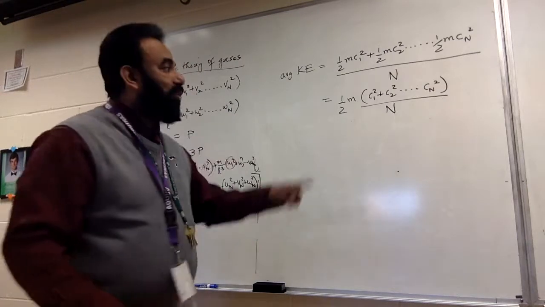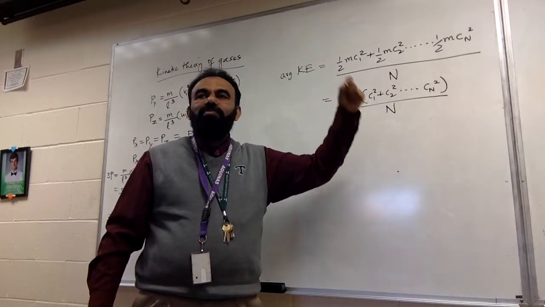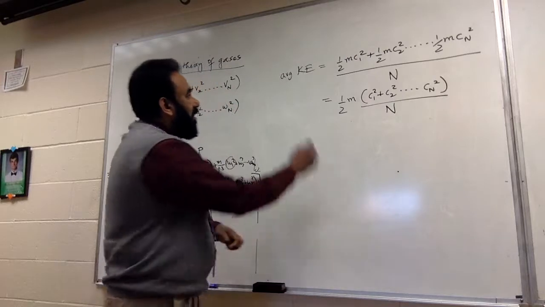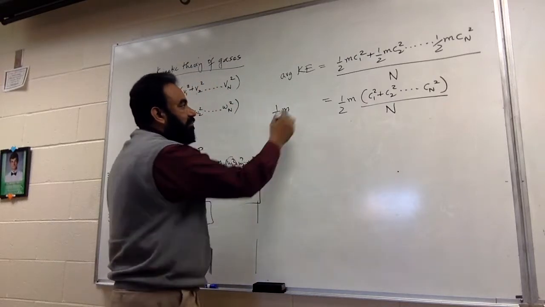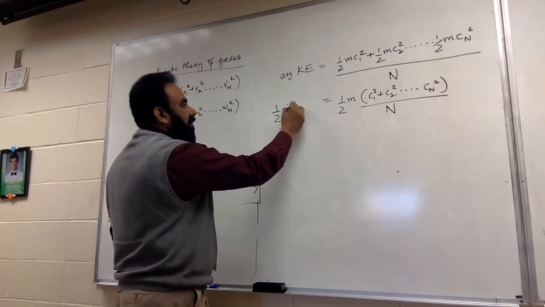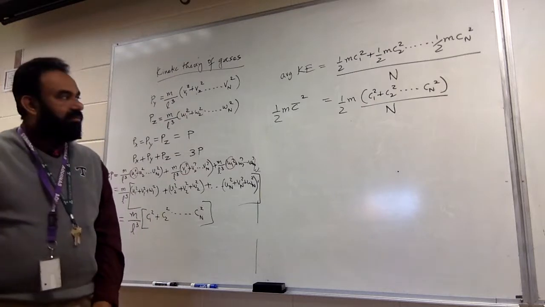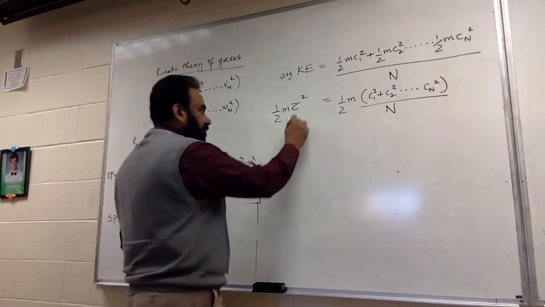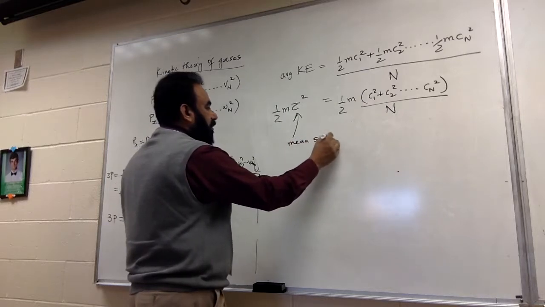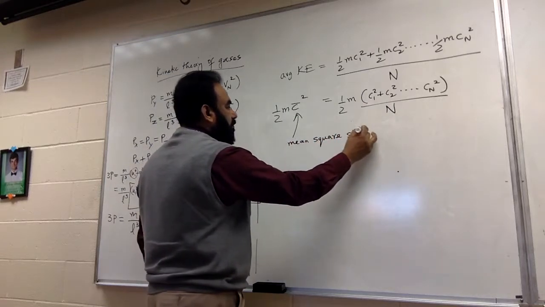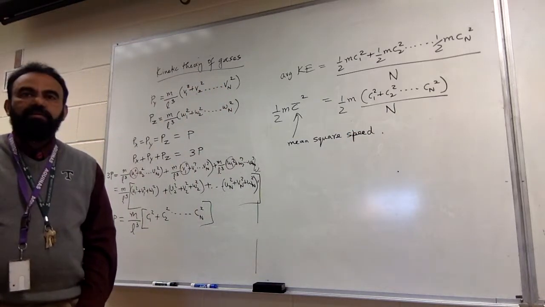But at the same time, you know that they're not moving at the same speed. They're moving at various speeds. So you need to mention some kind of an average. And that is what we say. Average kinetic energy is written as half m c bar square. This is called the mean square speed.